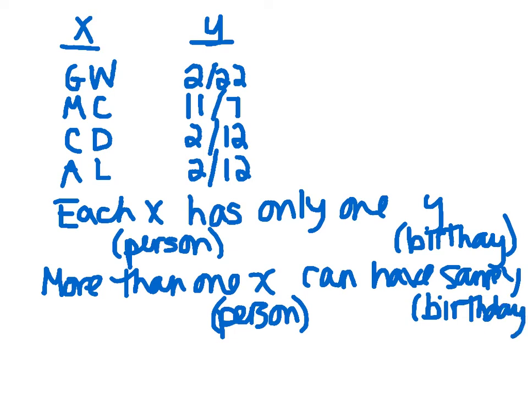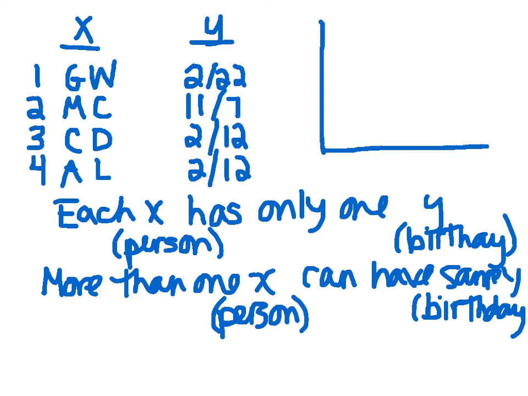And if we think about what this means in a graph, in order for each x to have only one y, it means that you cannot draw a vertical line through 2 points in the graph of a function. It's actually called the vertical line test. So let's just call George Washington the first person, Marie Curie the second, Charles Darwin the third, and this the fourth. And let's call this the first birthday, the second birthday, the third birthday, and now it's the same.